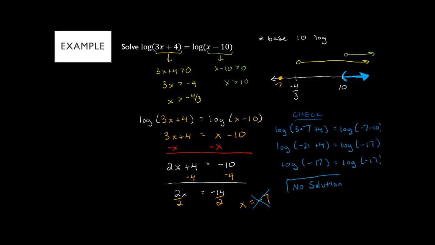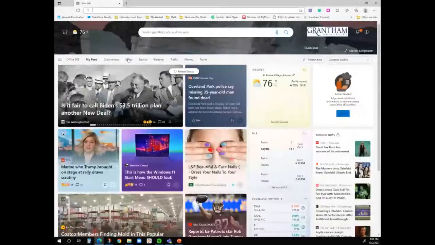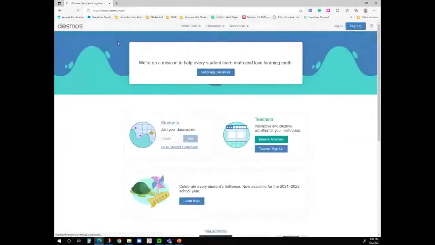So this problem actually has no solution, because the solution we did get doesn't actually work. And we can look at this graphically, because sometimes graphing makes things easier to understand. So I'm going to bring up Desmos and go to the graphing calculator.